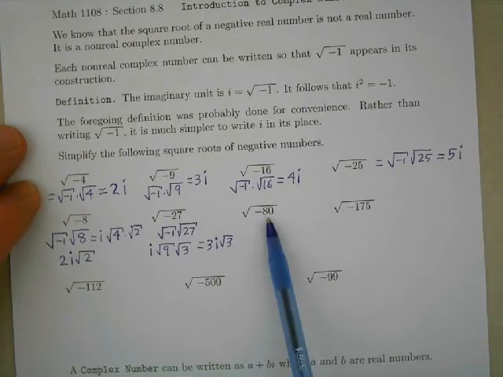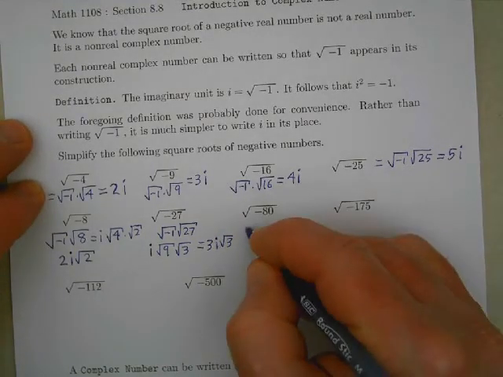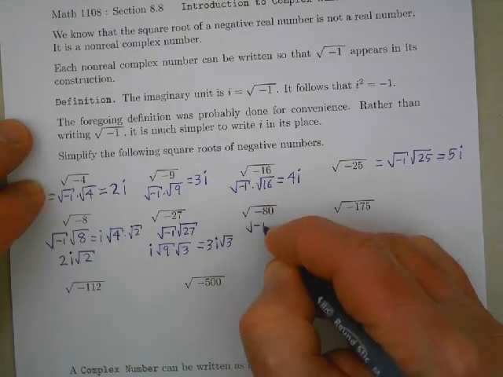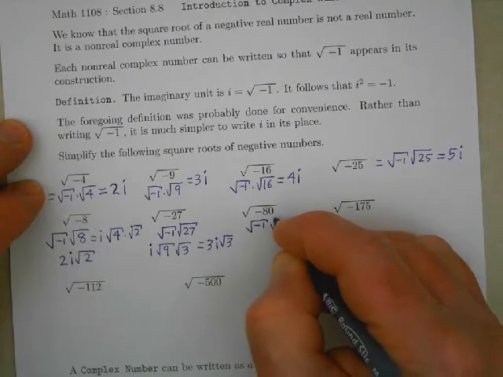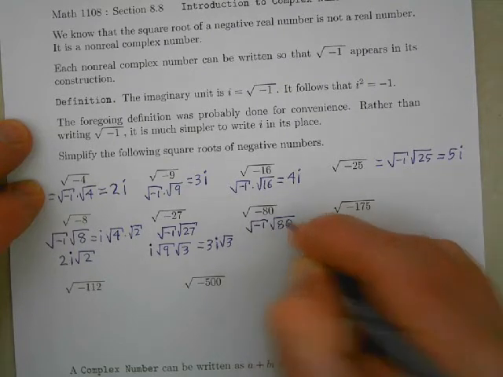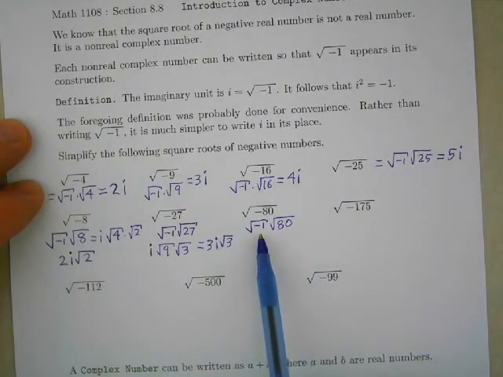Okay, the next one, the square root of -80. First, let's write it as the square root of -1 times the square root of 80. As before, we will replace the square root of -1 with i.